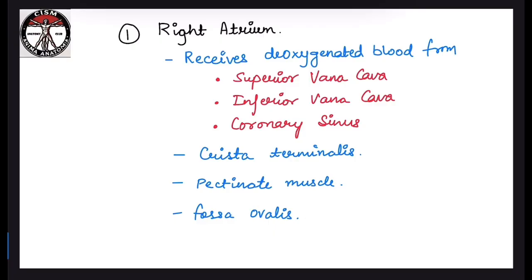Next, there is the fossa ovalis. It is a depression in the interatrial septum, which is the remnant of the fetal foramen ovale.